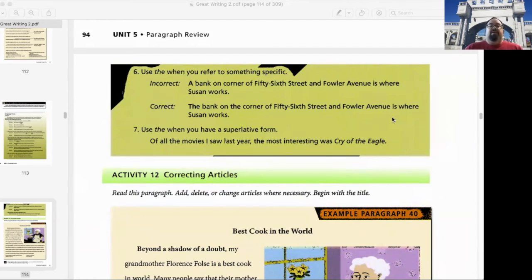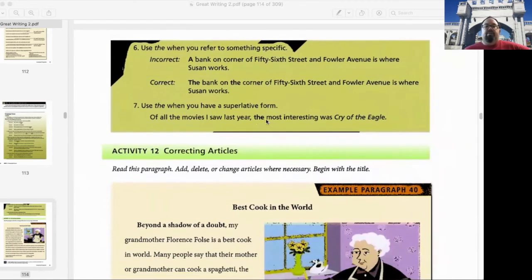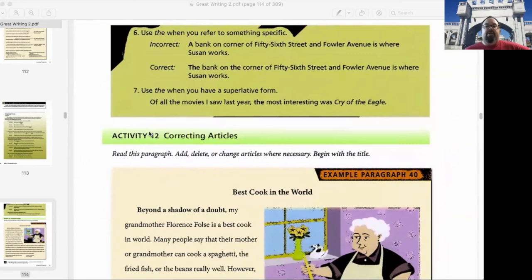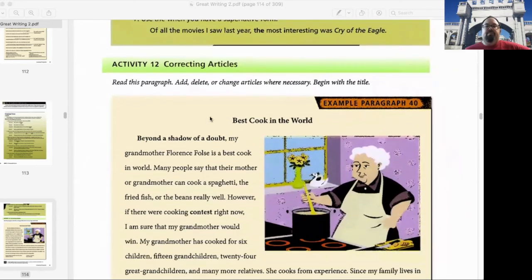And finally, a superlative form. This is when you're comparing big, bigger, biggest, right? Superlative would be the biggest, E-S-T, or most form. So of all the movies I saw last year, the most interesting was Cry of the Eagle. So the most interesting, the best, the least exciting. Use the with those superlative comparison forms.